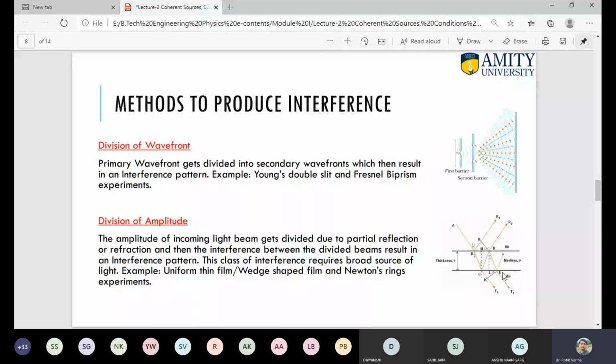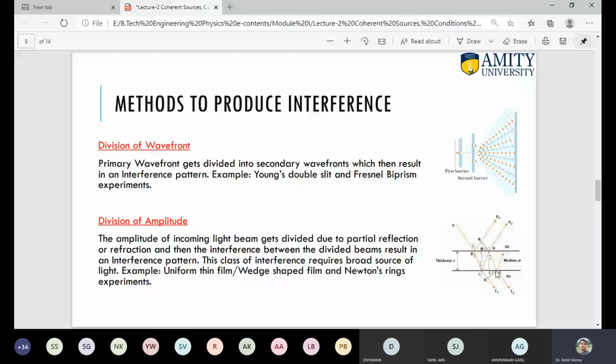From the point P, some portion of the light ray is divided, some portion of the light ray is reflected, and some portion of the light ray is refracted. The portion which is reflected is directed towards BN, and the portion which is refracted is directed towards BC. Again, at the point B, some portion of the light ray is reflected and some portion is transmitted, or you can say refracted. From the point D, again, some portion is reflected and some portion is refracted.